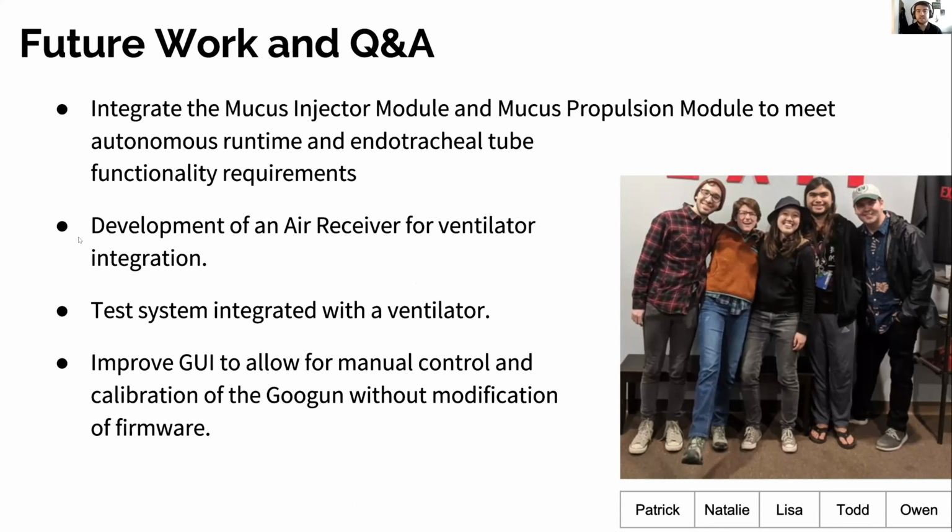Second, we would like to develop an airway receiver module, which would allow our system to interface with the ventilator and do system testing with it. We initially had access to a ventilator, but it was donated to a hospital due to the COVID-19 pandemic. And lastly, we would have wanted to improve the GUI such that the Googun system could be manually controlled and calibrated directly from the GUI.